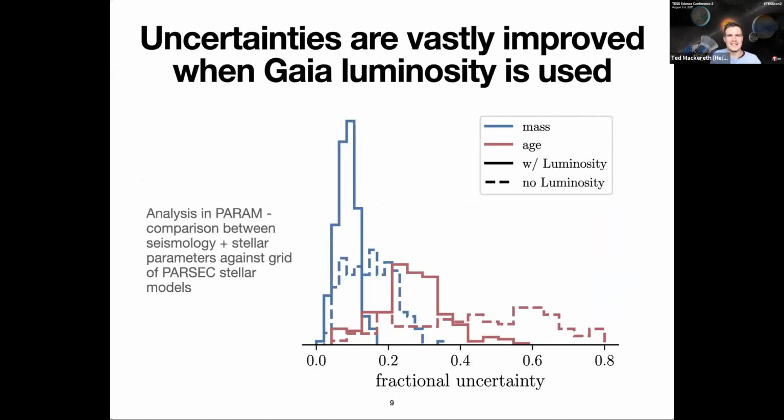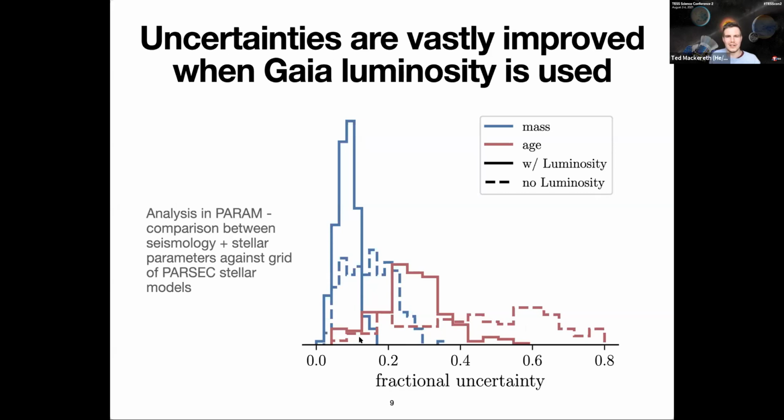What it turns out is that including the Gaia luminosities as a constraint in our fits really helps. We use the PARAM code to fit the seismology and the stellar parameters against a grid of PARSEC stellar evolution models. Including the Gaia luminosities really improves the precision you can measure these things to. I'm showing here mass and age as measured from PARAM. And in the dashed lines, I'm showing the distribution of fractional uncertainties you get if you don't include the luminosity.